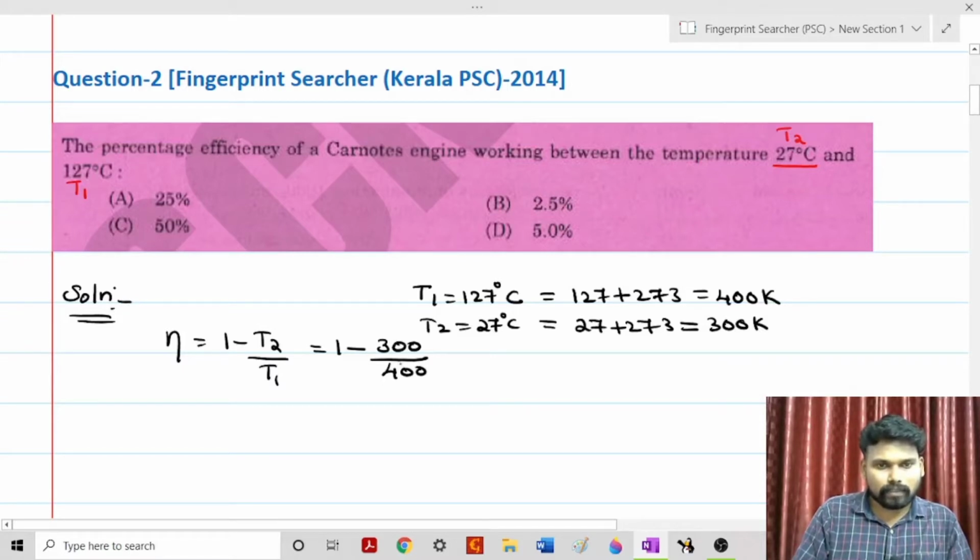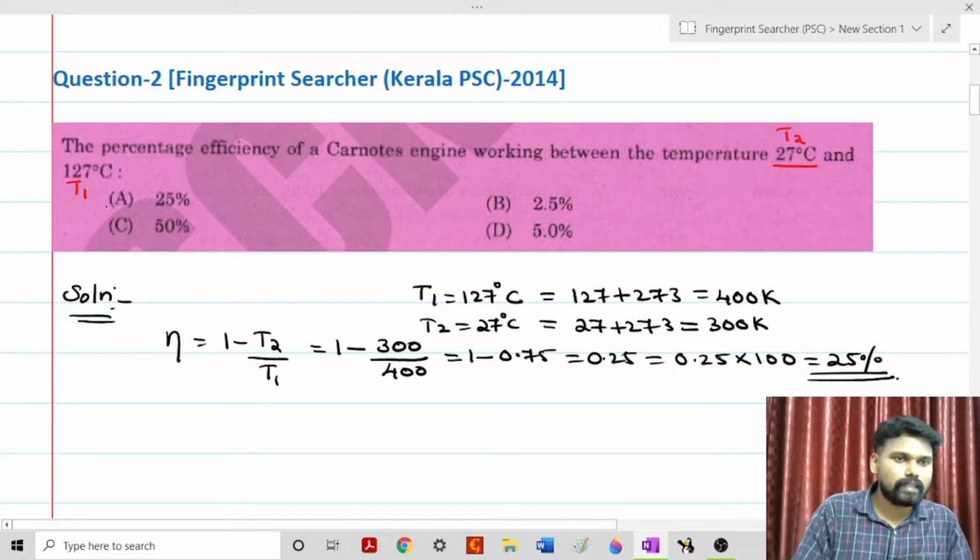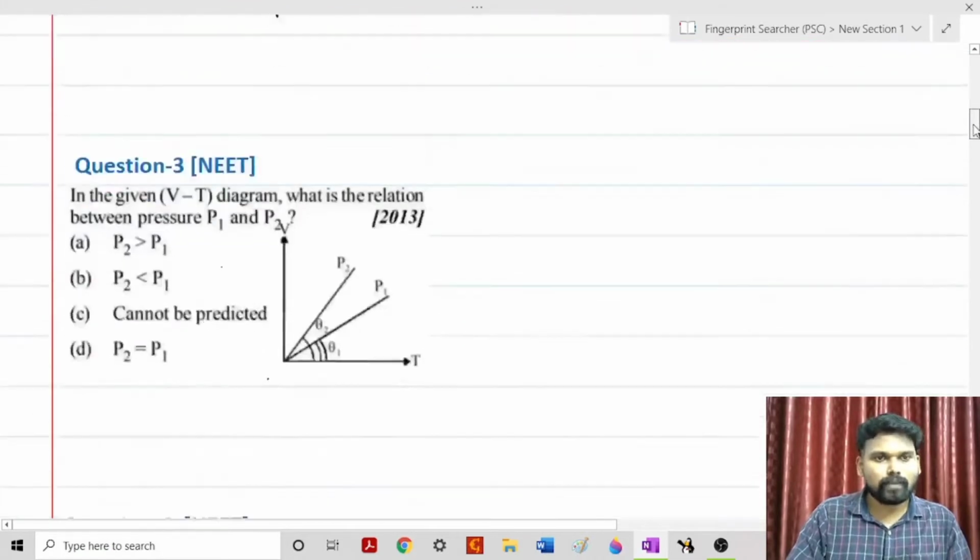So we can cancel the zeros, and 3 by 4 is 0.75. 1 minus 0.75 is equal to 0.25. You know that to convert it into percentage, we have to multiply with 100, then it will be 25%. 25% is the correct answer. So option A is the correct answer. Now going to the next question.